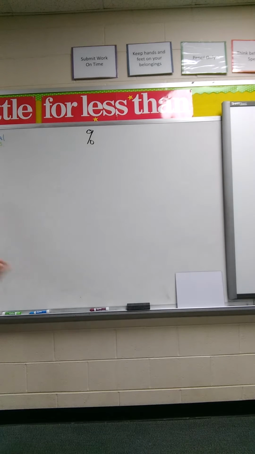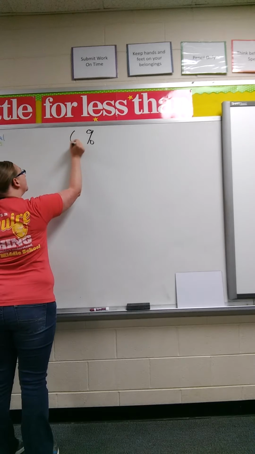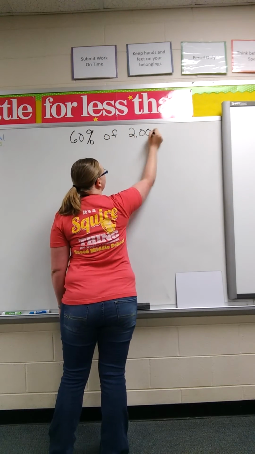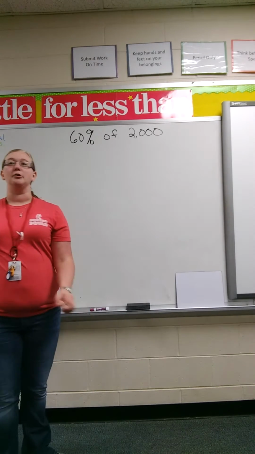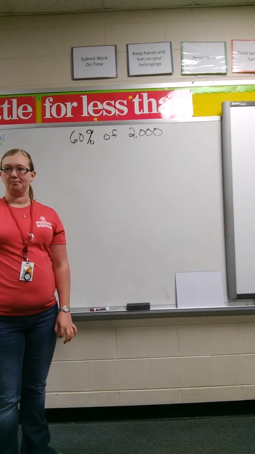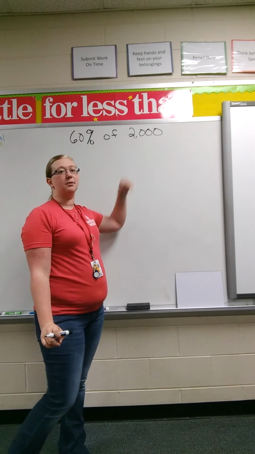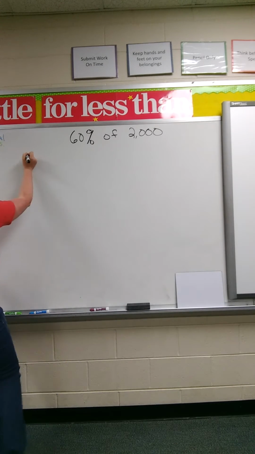So, let's use 60% of 2,000. The word of means to multiply. We're looking at something of something. The of means that we multiply. So let's look at a fraction first.